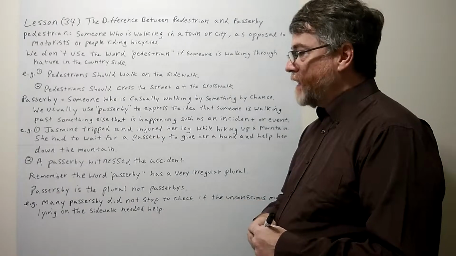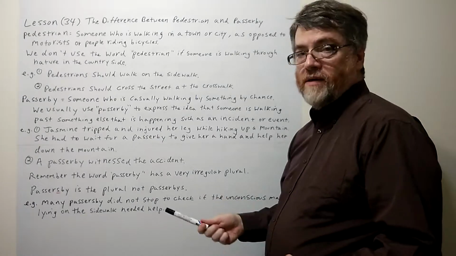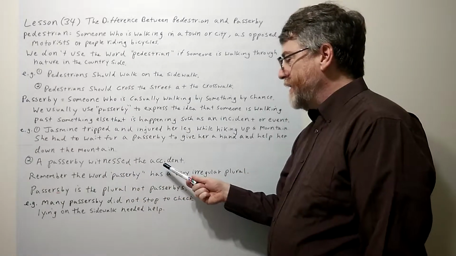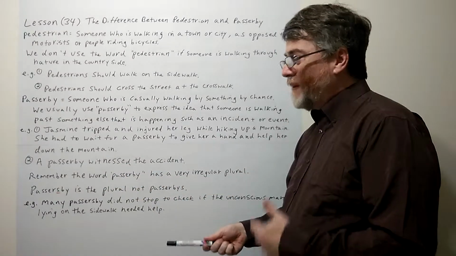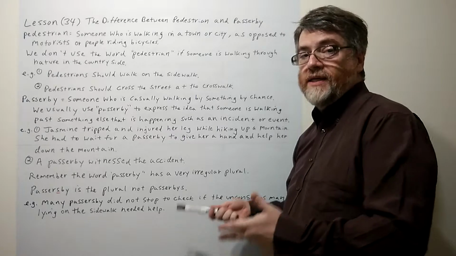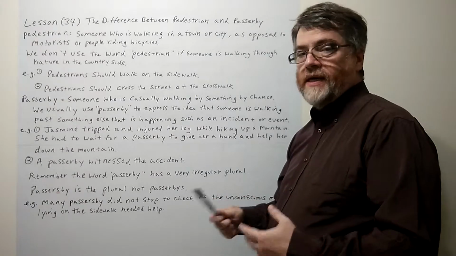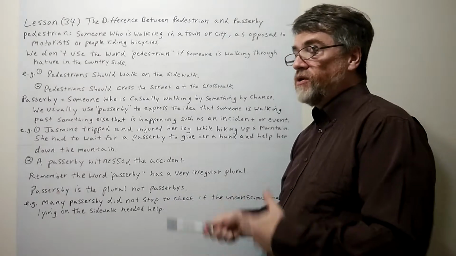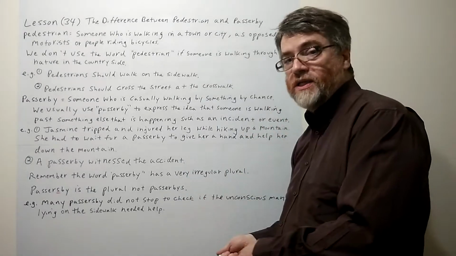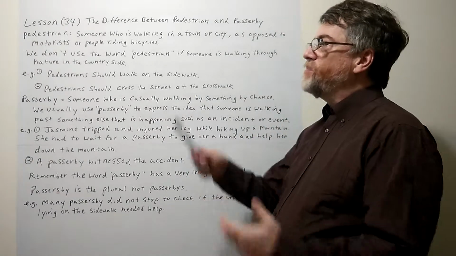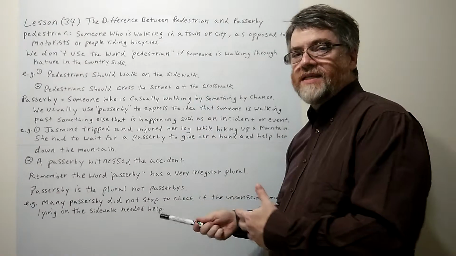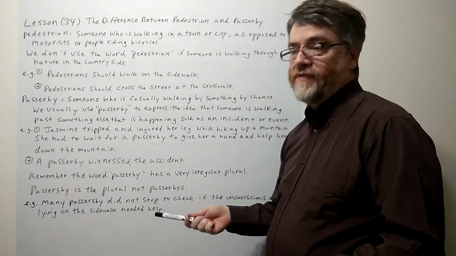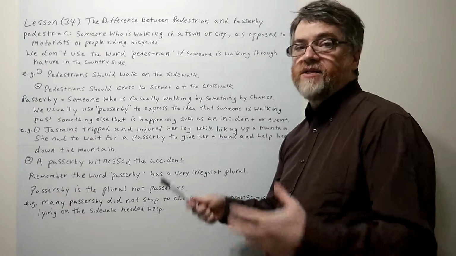All right, good. Let's take a look at the second example. A passerby witnessed the accident. So a passerby could be in a city too. With passerby, the main idea is that you're walking by something and something happens. So that could be in a city, or it could be in the countryside. Pedestrian should be in a city or a town. It has to have traffic. Passerby does not have to have traffic, but something has to happen.